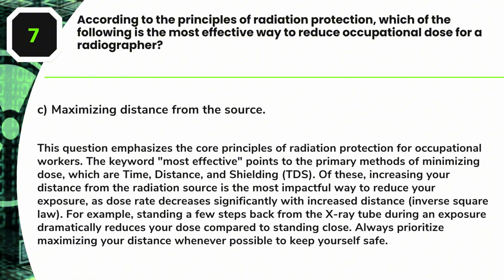Answer: C. Maximizing distance from the source. This question emphasizes the core principles of radiation protection for occupational workers. The keyword most effective points to the primary methods of minimizing dose, which are time, distance, and shielding, TDS. Of these, increasing your distance from the radiation source is the most impactful way to reduce your exposure, as dose rate decreases significantly with increased distance, the inverse square law.